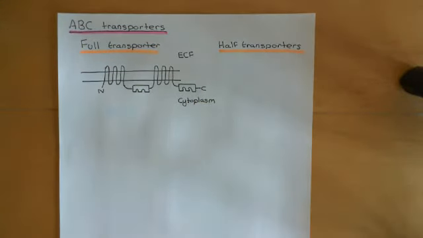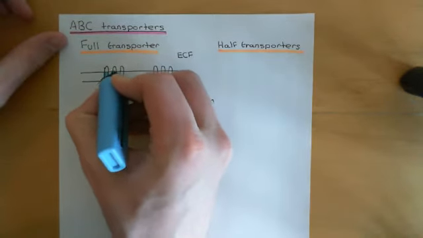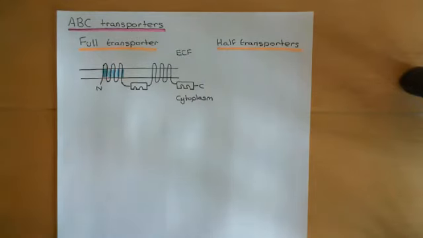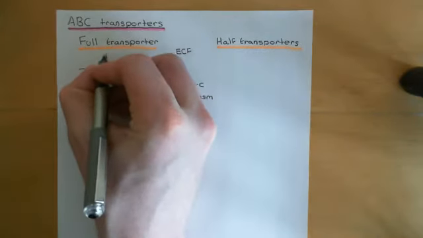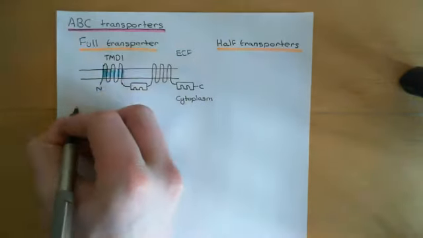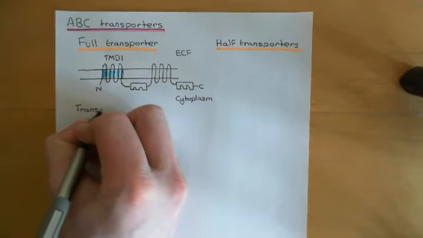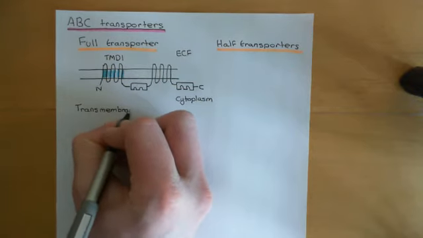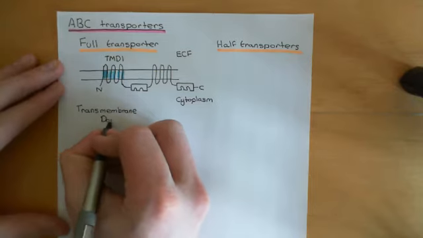So let's highlight a few of the important domains here. In this first cluster of 6 membrane spanning alpha helices, I've coloured these all in blue. This cluster of 6 membrane spanning alpha helices is known as transmembrane domain 1, which is abbreviated as TMD1. So this stands for transmembrane: the T is for trans, the M is for membrane, and the D is for domain.